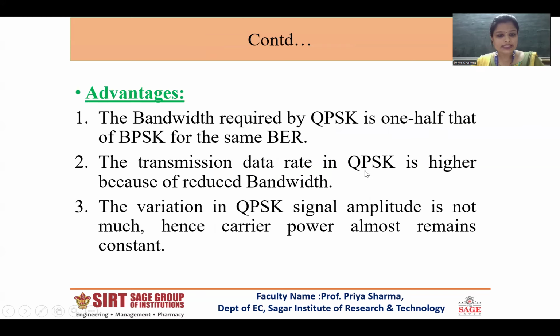Coming to the advantages, the bandwidth required by QPSK is 1/2 that of BPSK for the same bit error rate. The transmission data rate in QPSK is higher because of reduced bandwidth. The variation in QPSK signal amplitude is not much. Hence, carrier power almost remains constant.